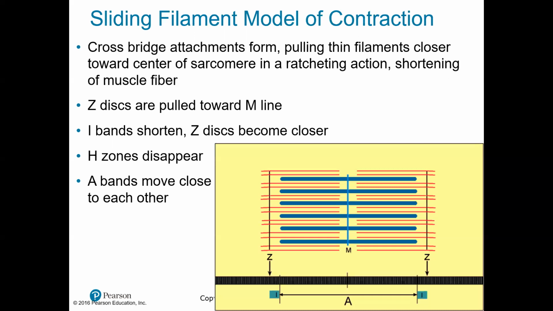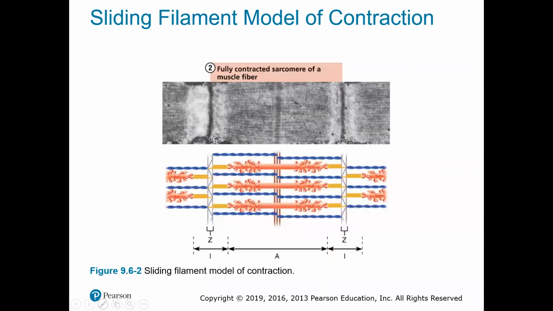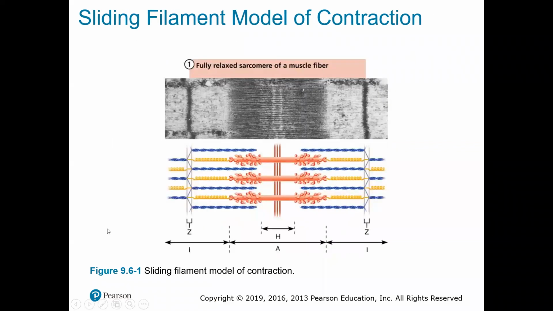This is what it looks like. Let me go back one slide here. This is what a sarcomere looks like. Light band right here on the left-hand side, light band on the right-hand side, dark band in the middle. That's the Z line here. To the right of this line is a sarcomere. To the left of this line is another sarcomere.